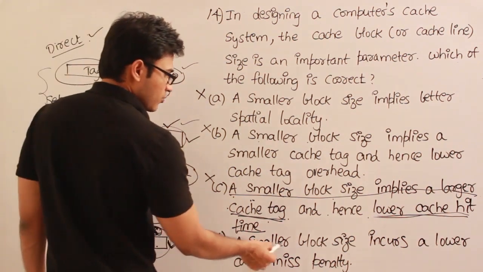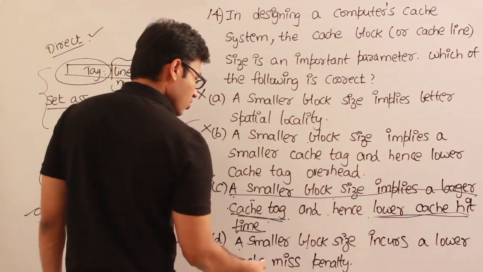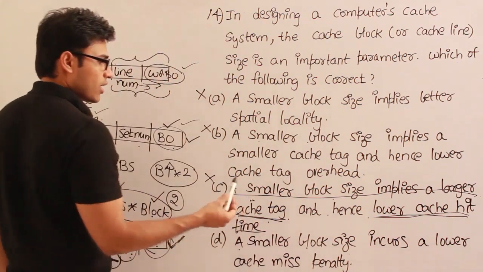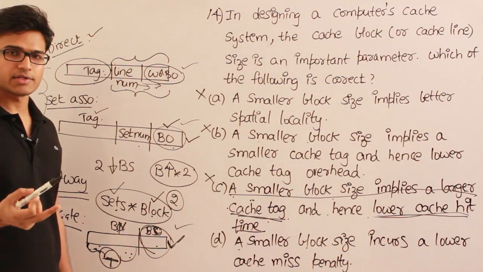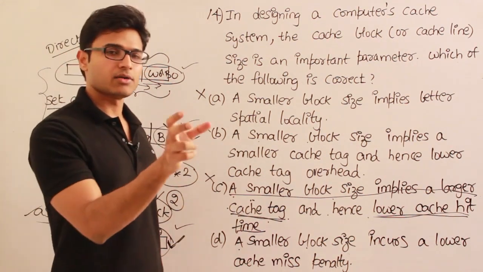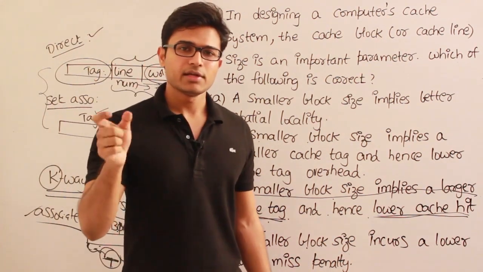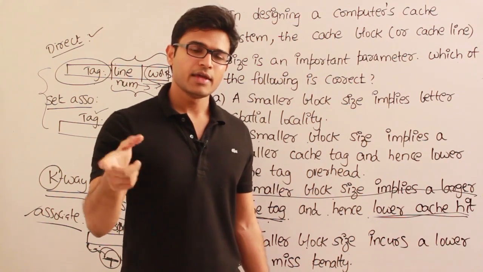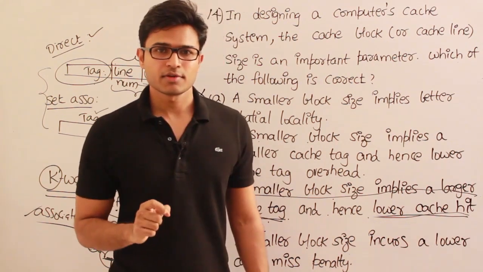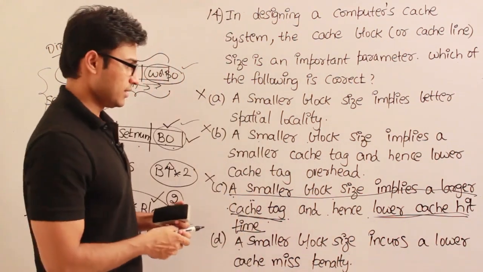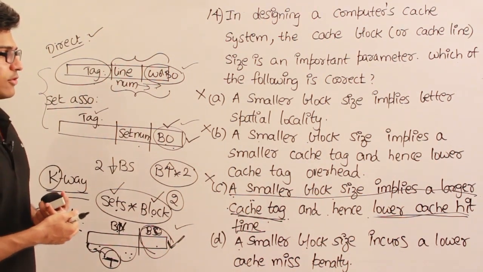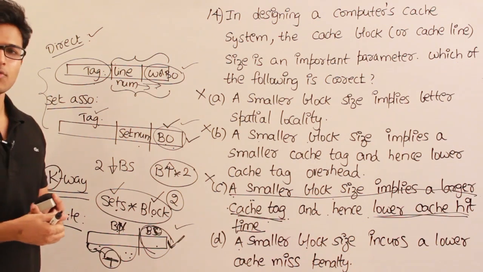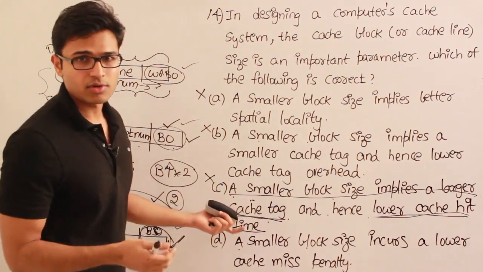Next one is, a smaller cache block incurs a lower cache miss latency. So what is cache miss latency? Whenever a cache block is not present, we are supposed to read that particular block from the main memory. Then the time taken for this depends on the time taken to read the number of words from main memory. If you have to read more bits, more words from main memory, then it is going to take a lot of time.